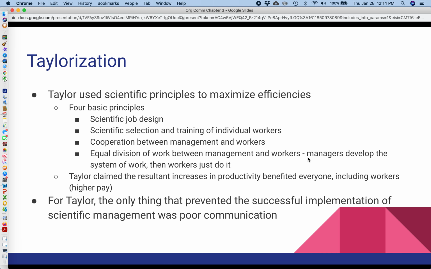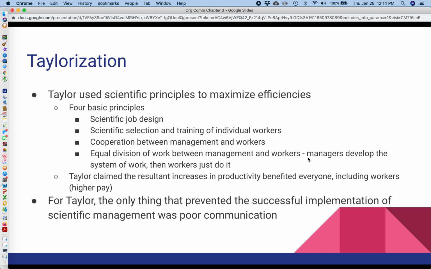So Taylor looked at all this and he said, okay, we're going to use science to maximize efficiencies. We're going to use science to make people produce as much as we can in as little time as possible. And so he used 4 basic principles as part of his scientific approach, right? He looked at job design, at figuring out individual jobs scientifically, right? What do we need to have this person do? What do we need to have that person do?